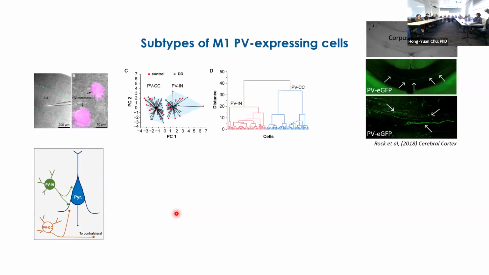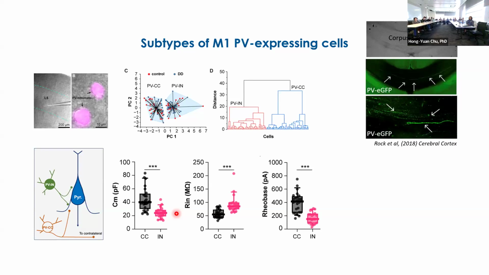So we use cluster analysis. We just organize our data and cluster the data based on the electrophysiology properties like firing parameters, membrane properties, and then we use a variety of different algorithms. We can always get two clusters of cells, and this is K-means clustering. This is unsupervised hierarchical clustering. And when we check the literature and map back to our dataset, we can see that one cluster belongs to PV-CC, which project to the contralateral hemisphere. The other cluster belongs to the interneurons.